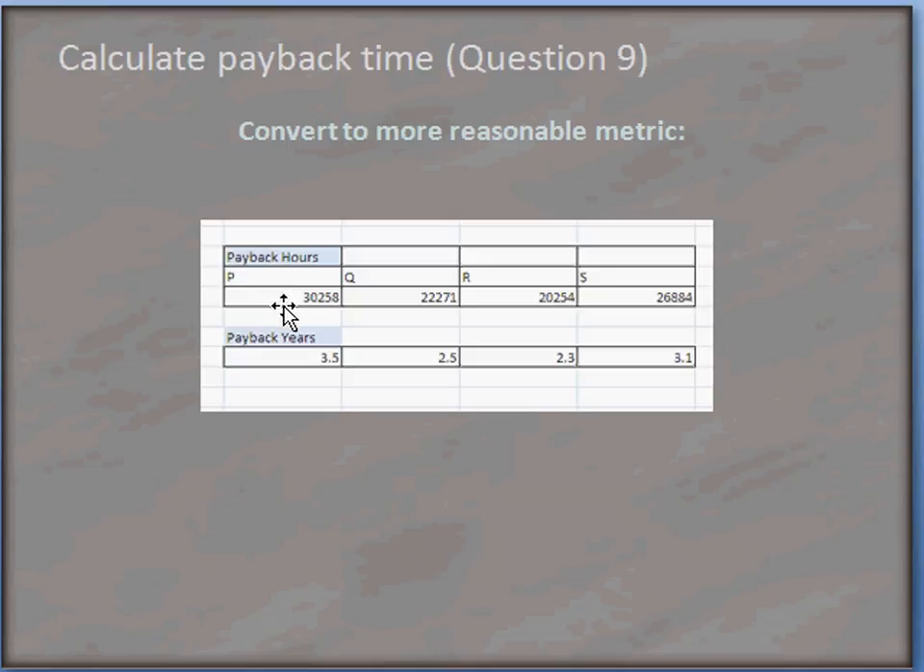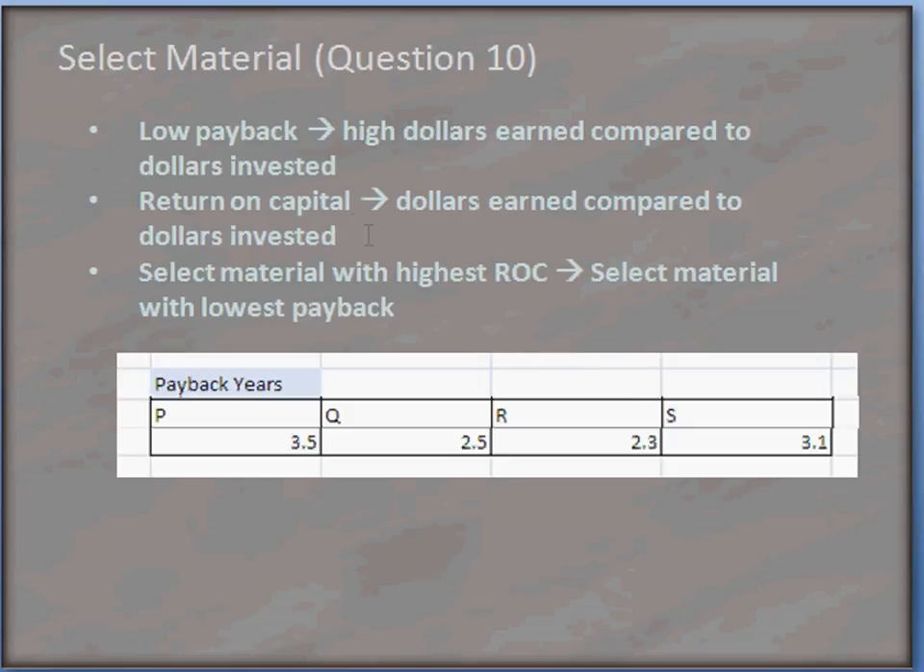In order to do so, we can divide by 365 times 24, the number of hours in a year, to calculate payback years. And we can see that the reactor material with the shortest payback time is R, with a payback time of 2.3 years.